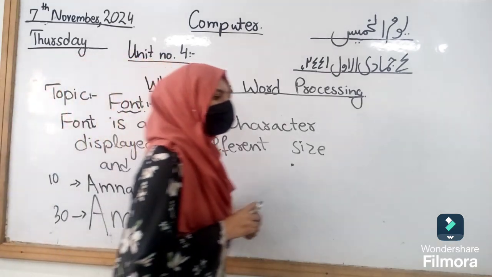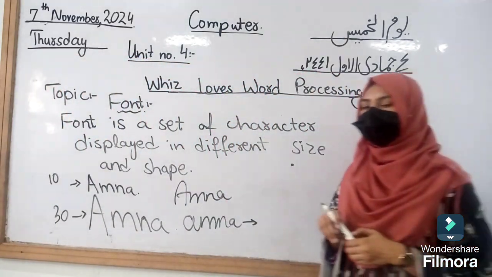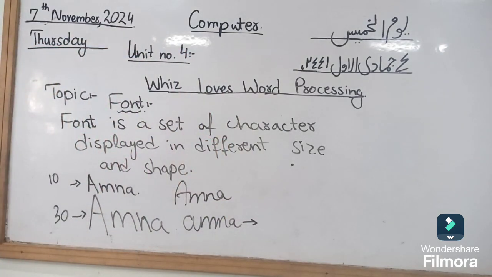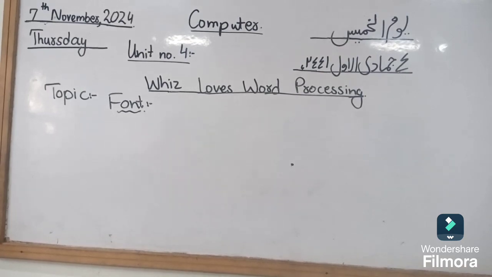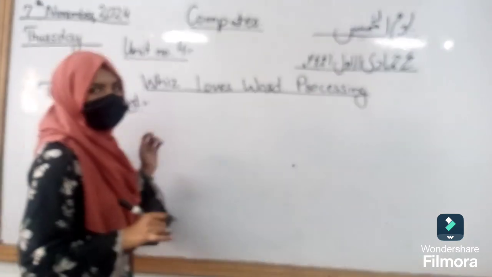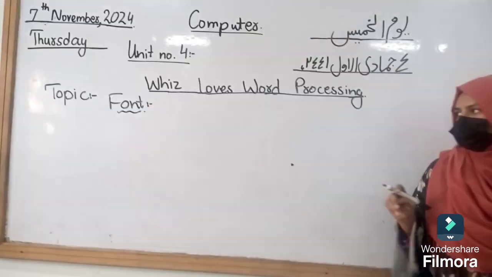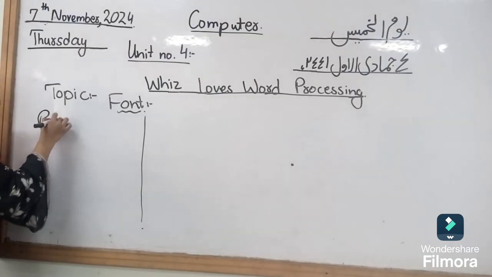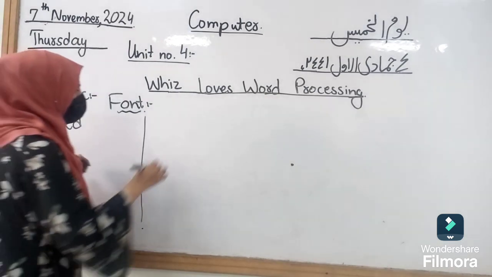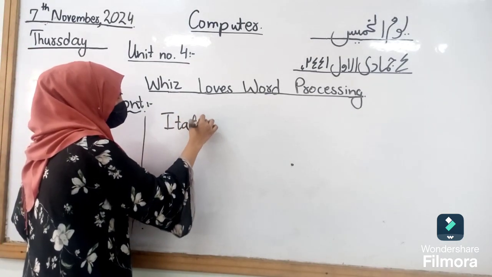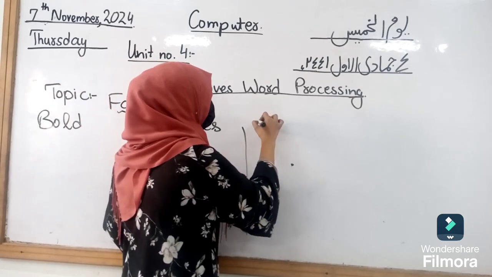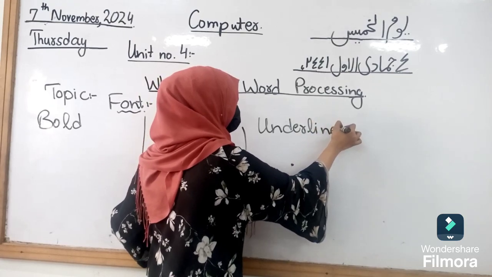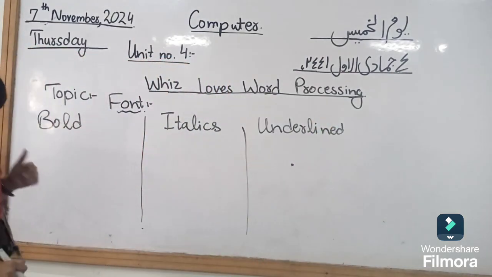Now, how many types are there of fonts, and how many types we are going to discuss in today's lesson? So students, now we are going to discuss the 3 different types of fonts. There are so many other types, but today we are going to discuss the 3 different types. The first one is bold, second one is italics, and the third one is underline.